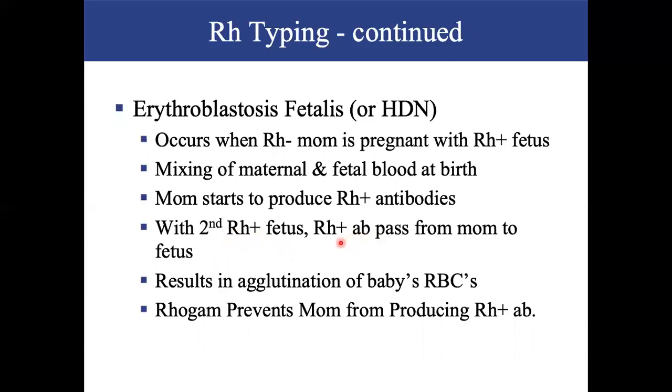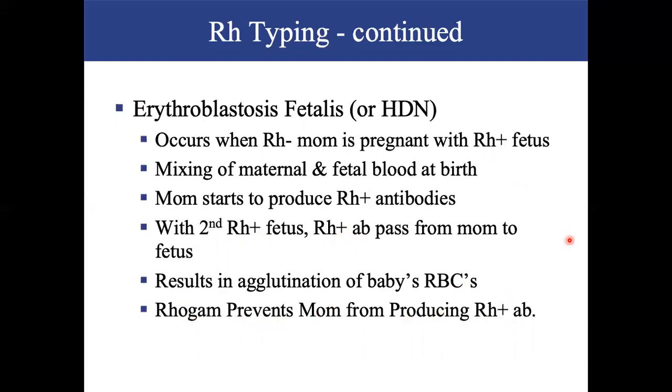Those Rh antibodies from mom are going to actually go through the placenta and attack the fetus, or agglutinate the fetus's red blood cells. And that's going to agglutinate and destroy the baby's red blood cells so that baby would die. RhoGAM is a shot that's going to prevent mom from making those Rh antibodies.